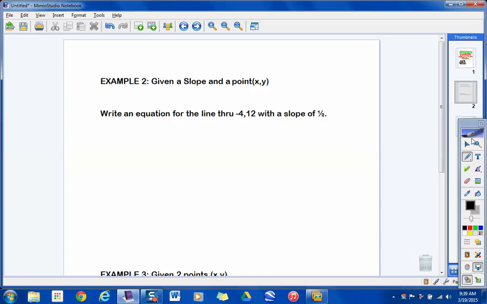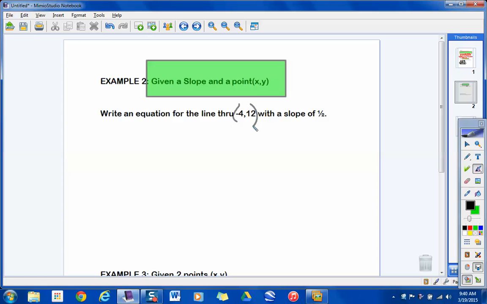This time I'm telling you in example 2 that I'm going to give you a slope and a what? Is that point the y-intercept this time? No, it is not. I don't specifically say in example 2 that here's the slope and here's the intercept, do I? In fact, let's read through example 2. It says, write an equation for the line that passes through which point? -4, comma.